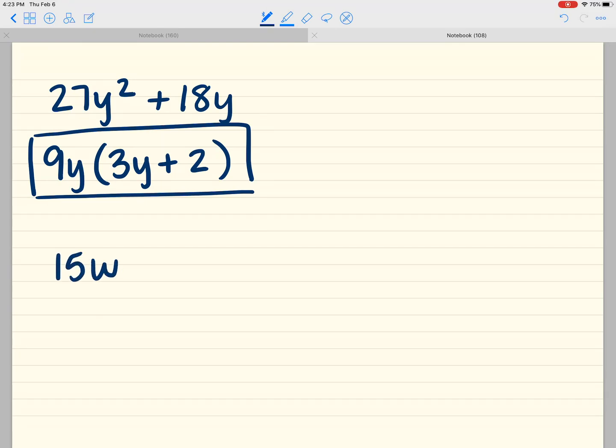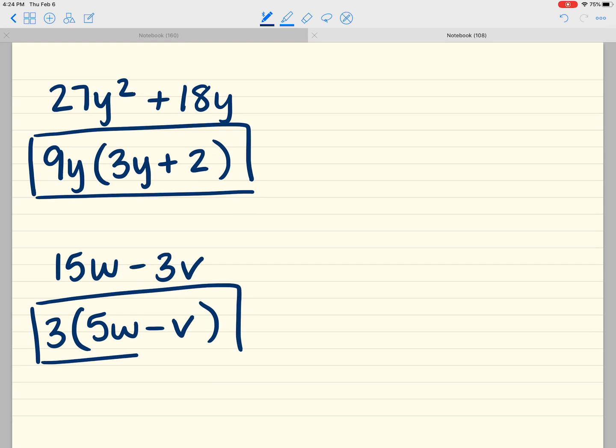Okay? Let's look at 15w minus 3v. So on this one, when I look at the number parts, 3 is the only number that I could take out. I can't take out a variable because one has w, one has v, so I'm going to leave those. If I divide 15w by 3, that's going to leave me with 5w. If I divide 3v by just 3, then it's going to leave me with just your variable, which would just be v.